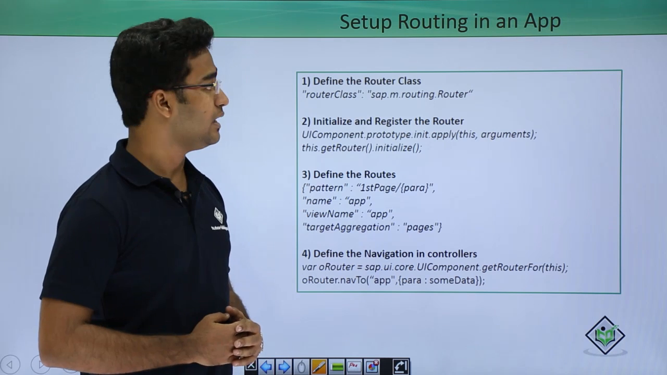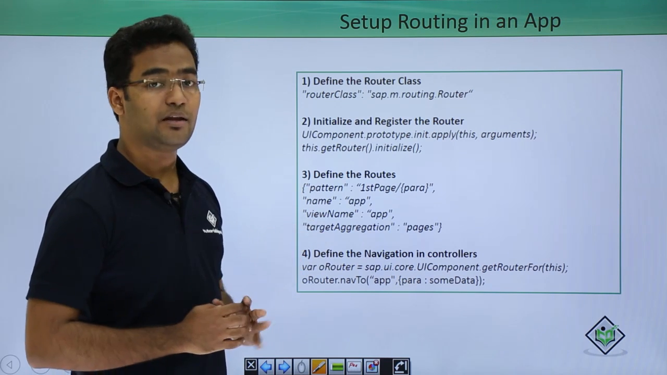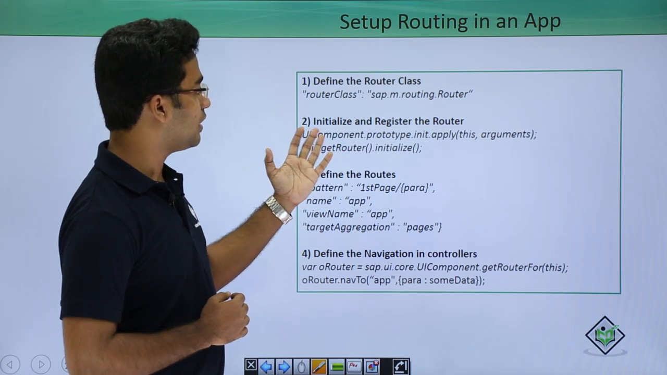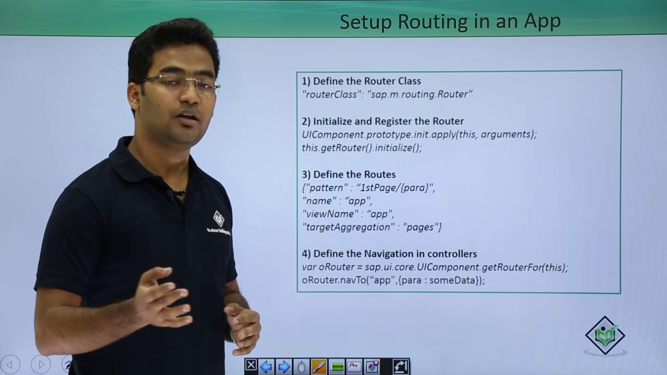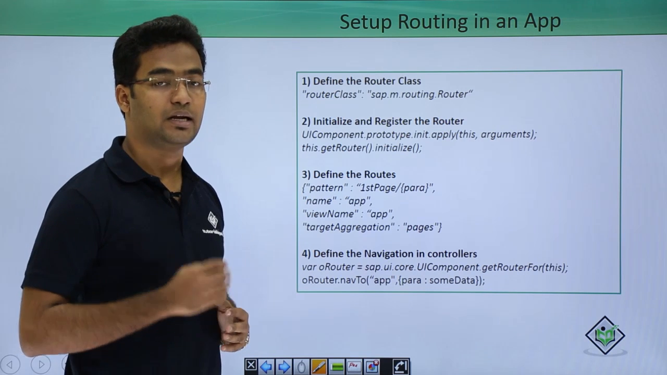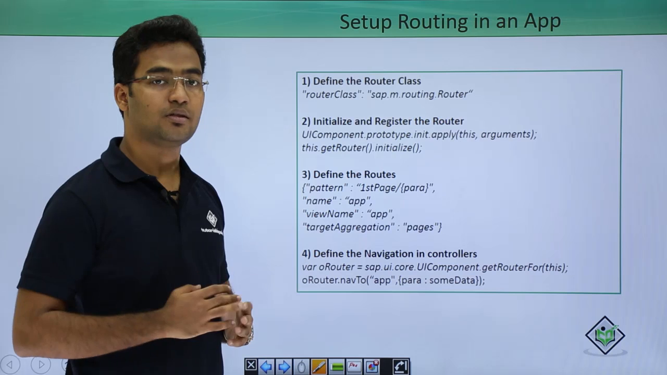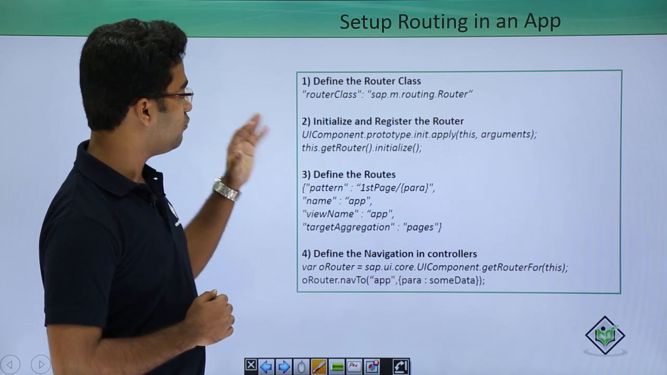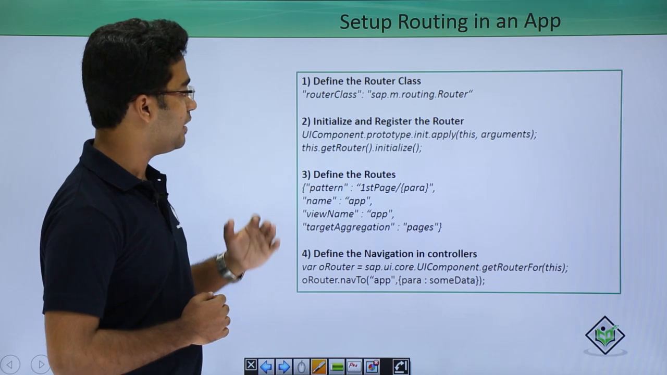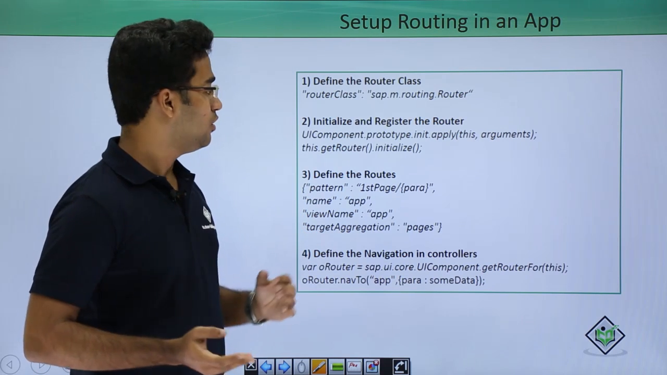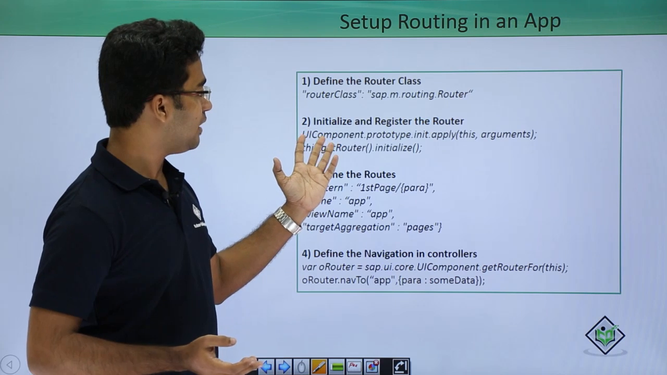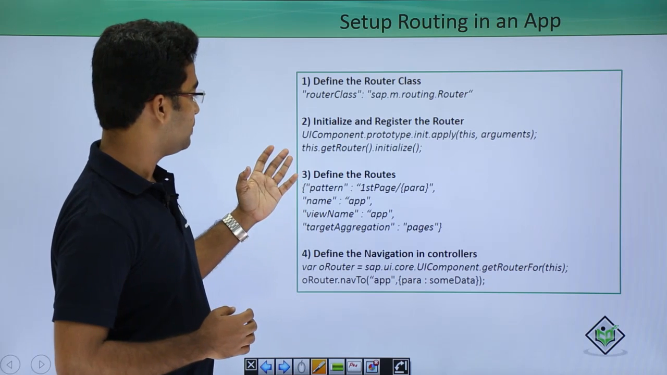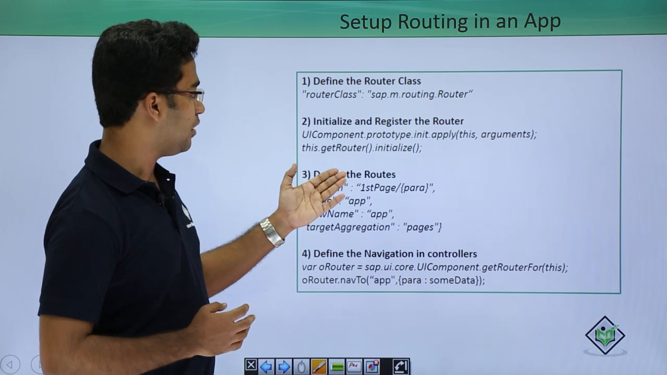Here I am just setting up the routing in an application. There are mainly 4 steps. The first step is to define the router classes. These router classes are defined in the manifest.json file, in the routing section under the sap.ui5 namespace of the manifest.json file. Here we are mentioning our router classes. This was the first step, and in the second step we are initializing and registering the routing. The initializing part is important and the register part is optional. You can opt in or opt out. To initialize, we use getRouter().initialize().